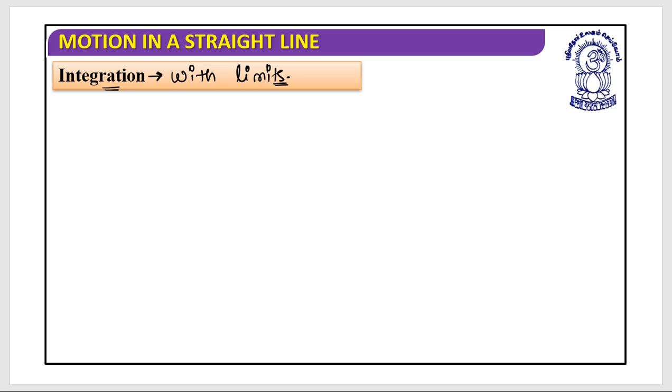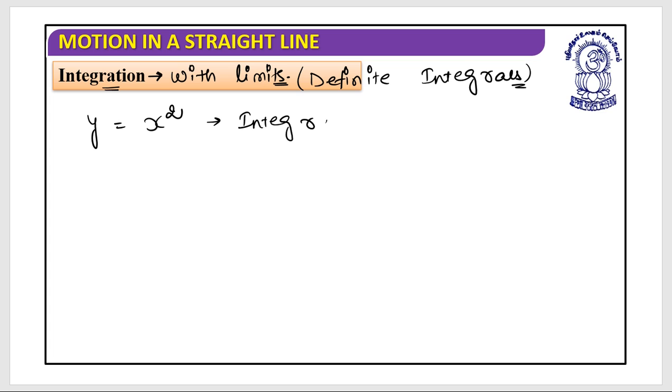We are going to go for integration, but it is with limits. We generally call them definite integrals. This is what we call definite integrals. Now let's look. Let's say you have been given that y is equal to x square. Integrate this from x equals 1 to x equals 3.